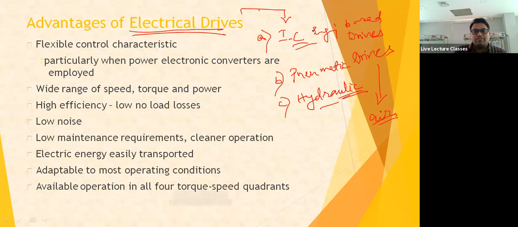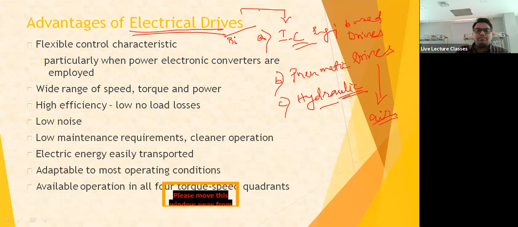So IC engine based drives, can you give a very popular example? IC engine based drives are what? Bikes, scooters, scooties, cars. Those are all being driven by what? IC engine, right? So those are called IC engine based drives. Pneumatic drives, you have already seen in the Bosch section if someone has gone. And hydraulic drives, as you all know, are quite popular in the crane sector and the weighing machine sector. Right. So what are the advantages of electric drives over all these drives? Let us explore, right?